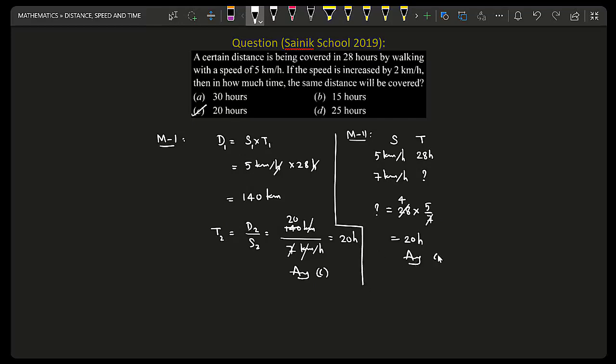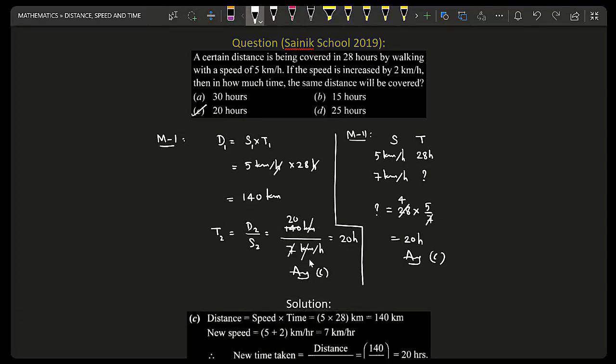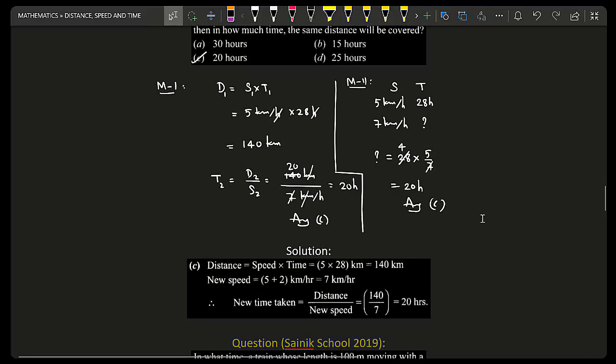Which option again? It is C. So, we can solve in both methods, either by finding the distance and using that in the second case, or we can go for the unitary method also. Why are we going for the unitary method? Because in both cases the distance is the same, so we are able to solve it in the unitary method. So this is the answer.